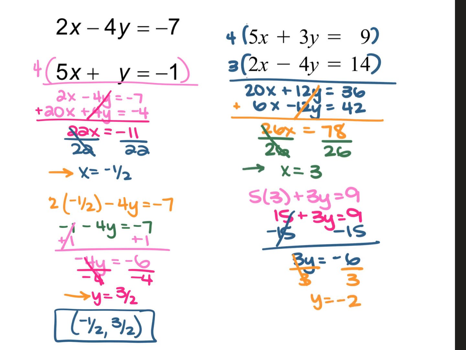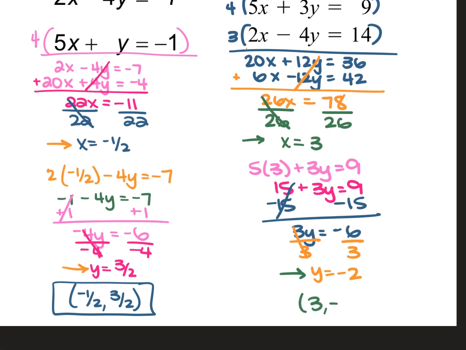So if your x is 3 and y is -2, that's the ordered pair (3, -2). That's your solution.